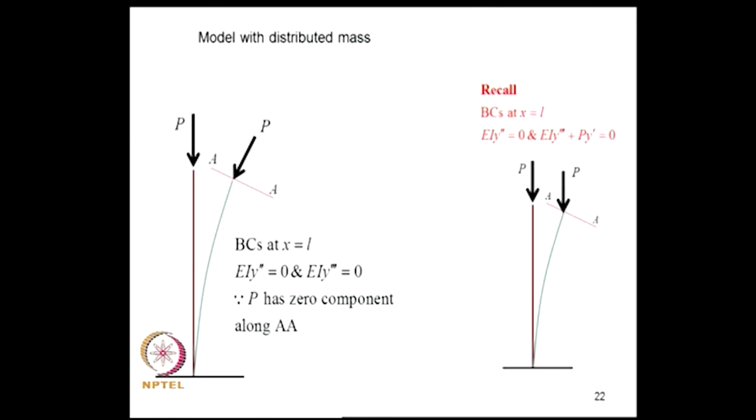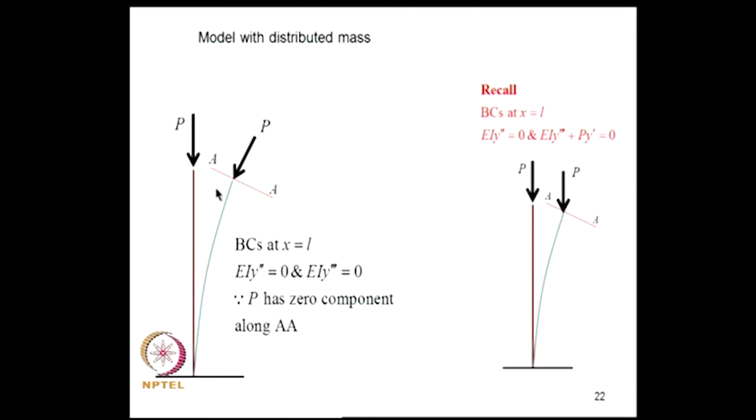Now, what we will do is reformulate this problem. Let us again assume that at some stage in the deformation the beam occupies this neighboring equilibrium position, and P remains tangential to the deformed axis of the beam. Now, what are the boundary conditions at x equal to L for the deformed configuration? The bending moment and shear force must be equal to 0. This is because P has 0 components along the normal.